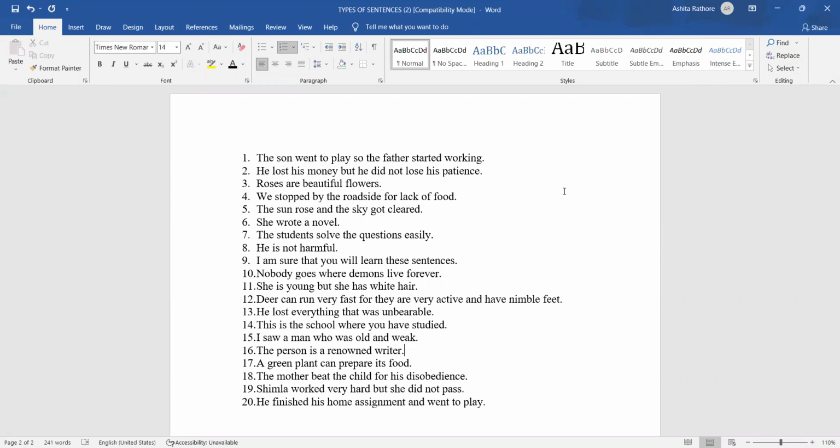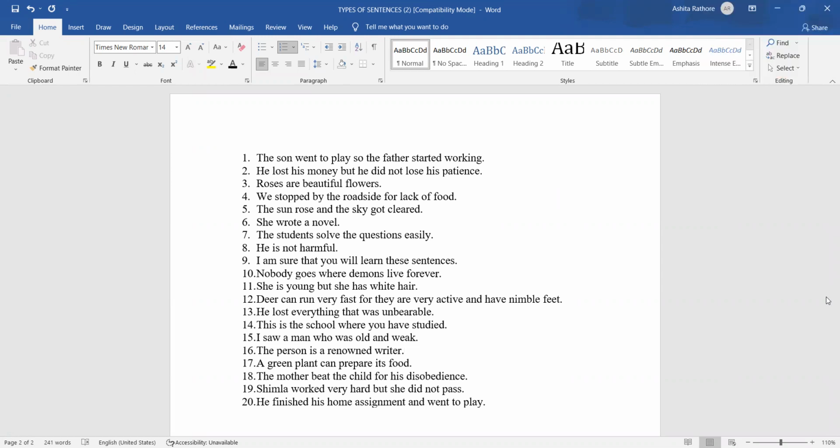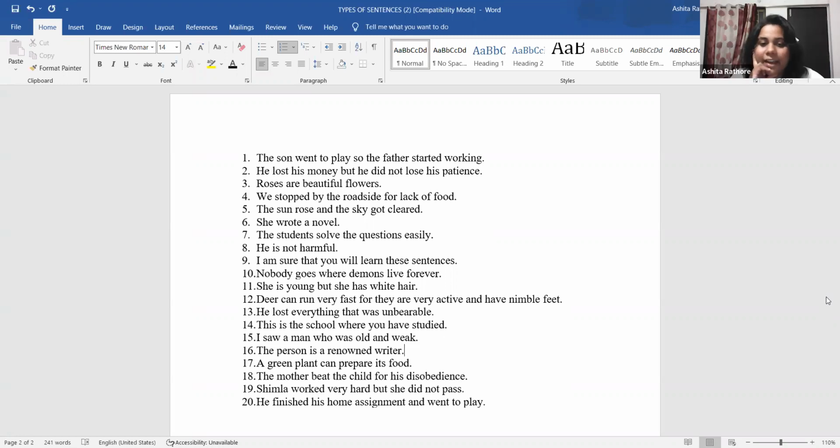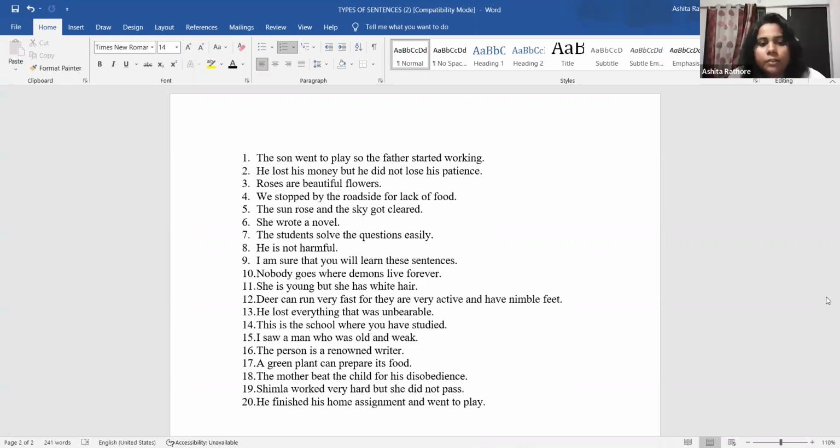Yes, ma'am. Okay. We come to the 19th one. Himani, one more attempt. Go ahead. Ma'am, Shimla worked very hard, but she did not pass. Ma'am, it's a complex sentence. Okay. Why? Because if we remove but, we have two independent clauses. She did not pass and she worked very hard. Very good. Correct.